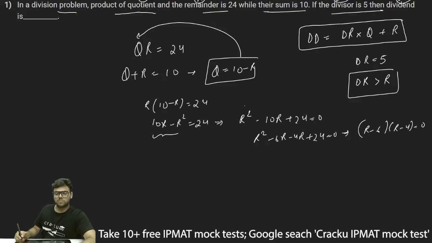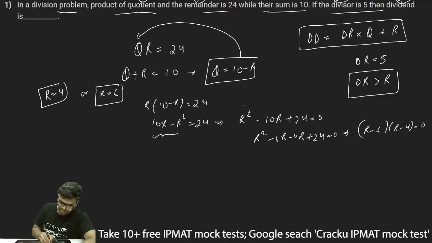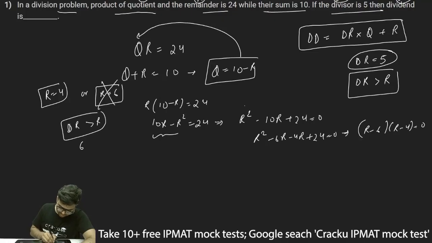So there are two possible values of R. R can be either 4 or 6. Now my divisor was 5, and the divisor should be greater than the remainder. So R cannot be 6, because 6 is not greater than 5. Therefore I can directly say that our remainder can never be 6. So the remainder will be equal to 4.